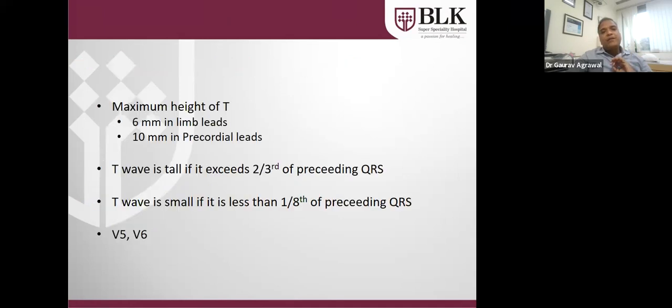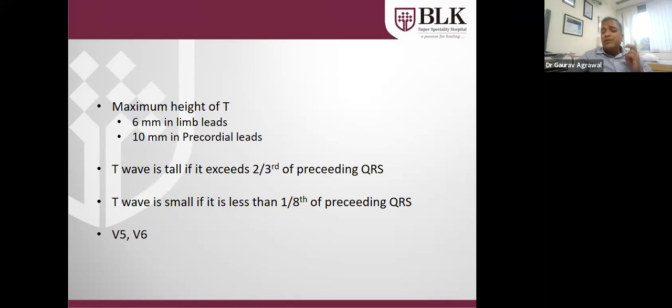The maximum height of the T wave is 6 mm in limb leads and 10 mm in precordial leads. A rough idea is if the T wave is exceeding 2/3 of the preceding QRS, it is tall, and if it is less than 1/8 of the preceding QRS, it is small. For assessing the T wave, generally we use V5 and V6.